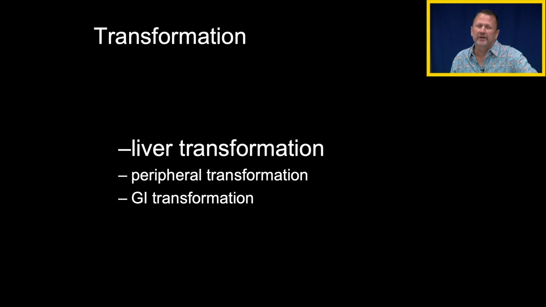But actually, transformation occurs everywhere. It can occur outside of the liver, anywhere. That's what peripheral transformation means, anywhere else. And then there's GI transformation as well. We have transformation enzymes in our gastrointestinal tract, that is, we absorb the food even before it goes to the liver through the portal blood supply. There's transformation going on inside of the gastrointestinal tract as well. And so transformation occurs everywhere, but liver transformation is what we like to talk about.